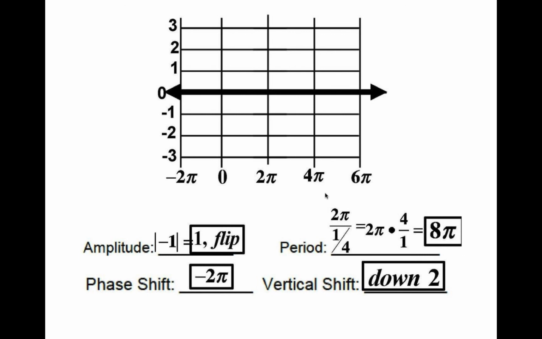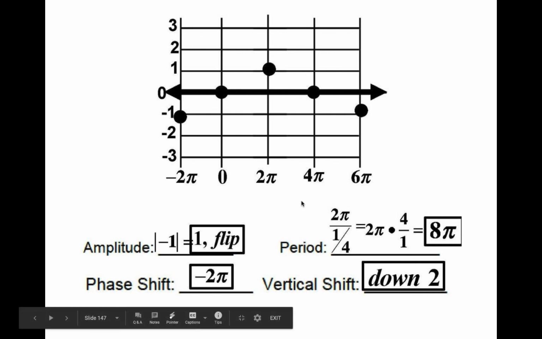Scale the left side. It's cosine, so we start on the amplitude of 1, but we're going to flip to negative 1. Then 0, then flip up to 1, 0, negative 1. And then from those points, I'm going to go down 2. And that is the graph for B.